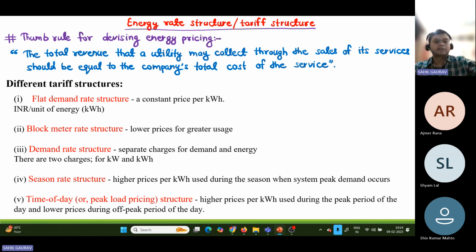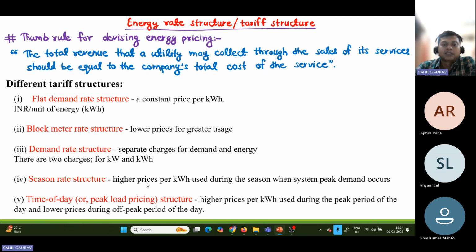And the third one is the demand rate structure. In the demand rate structure, there are separate charges for demand and energy. They have different charges for power and energy, like two charges for kilowatt and kilowatt hour. Kilowatt means power and kilowatt hour means energy. And the fourth one is the seasonal rate structure. In this tariff structure, we have higher prices per kilowatt hour during the season when system peak demand occurs. So we have different prices based on the season when system peak demand occurs.